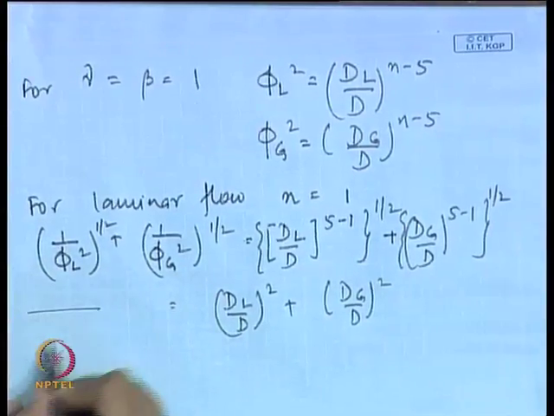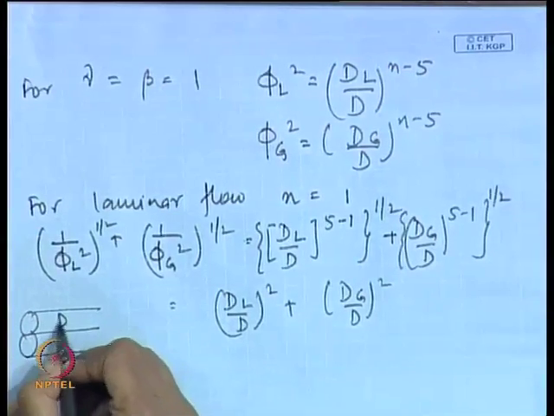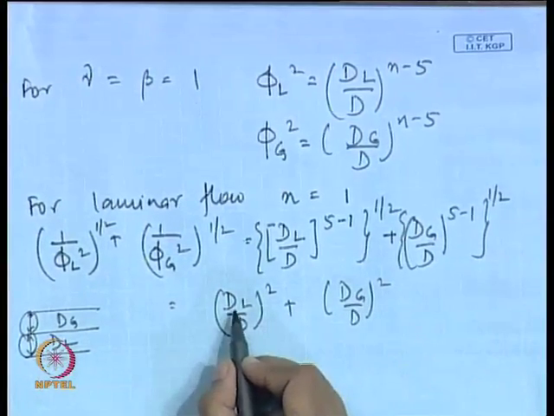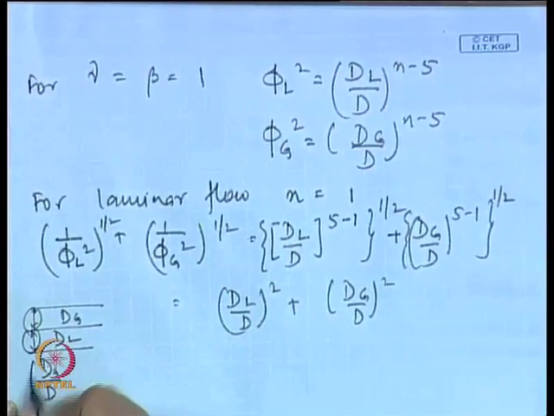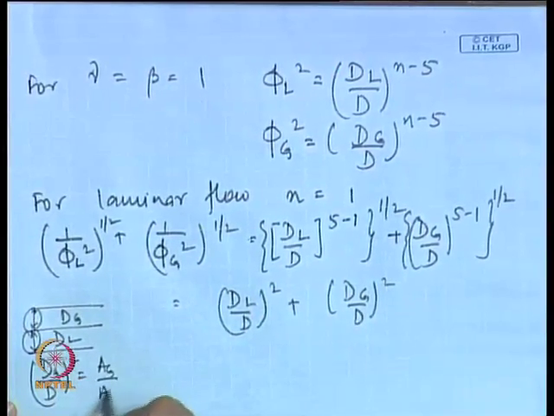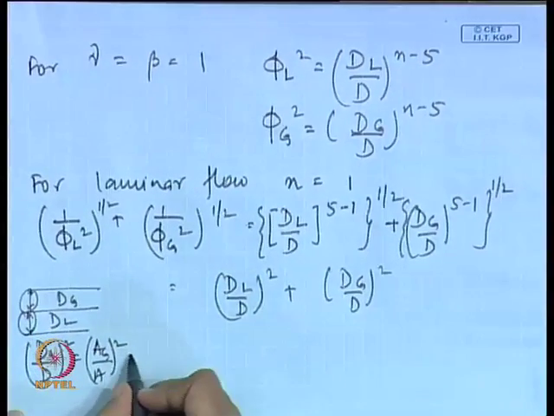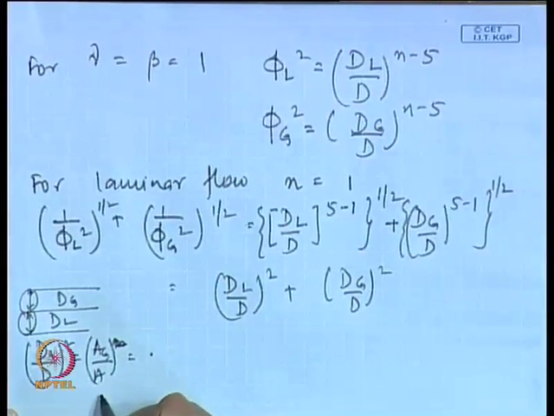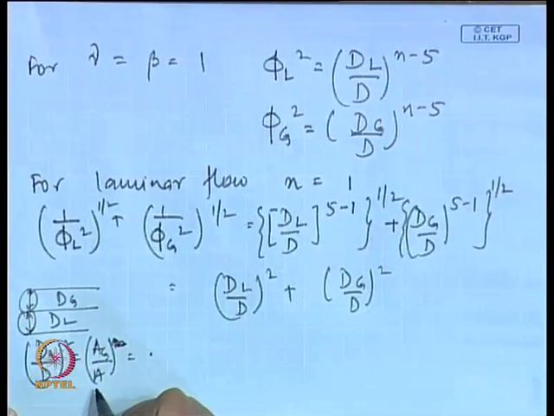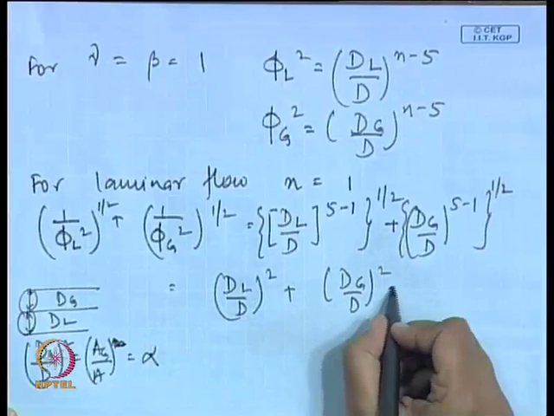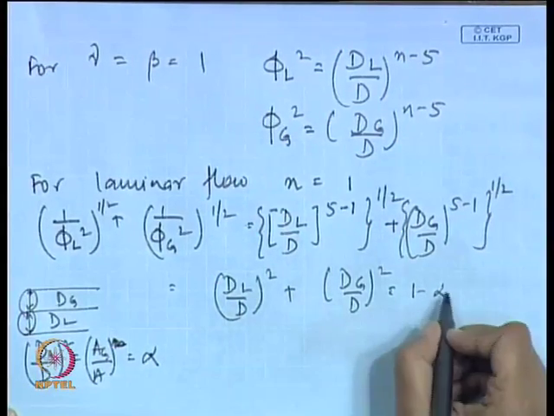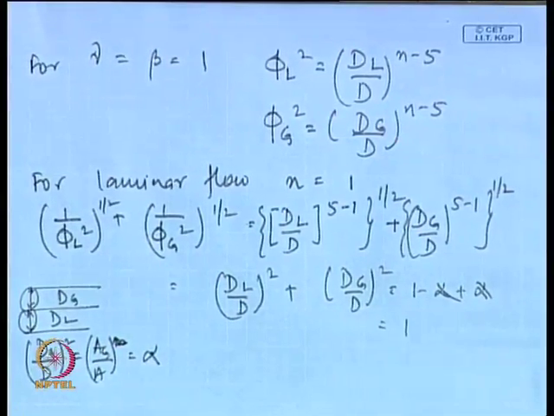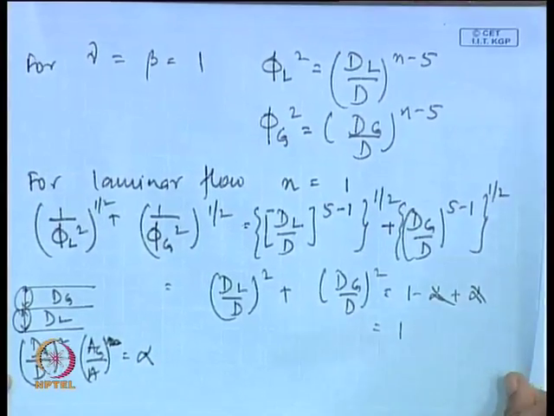Now, tell me one thing, suppose it is this type of a thing and this is dg, hydraulic diameter, and this is dl, then dg by d whole square is equal to ag by a whole square, yes or no? Yes, and this is equal to ag by a, equal to alpha, the void fraction. So, therefore, this can be written as 1 minus alpha, this can be written as alpha, yes or no? So, therefore, this is equal to 1. Agreed?